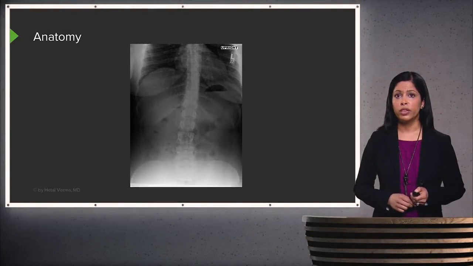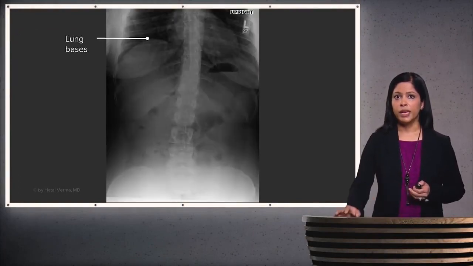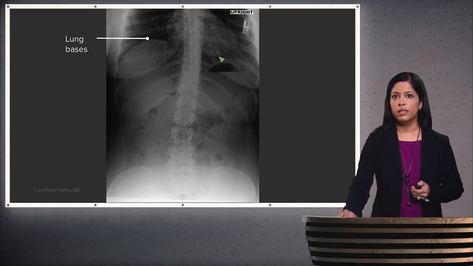So let's review some radiographic anatomy. Again, I start off by taking a look at the lung bases, and you can see them on every abdominal radiograph. You can see the diaphragm here on the right, and then you can see the left hemidiaphragm here, and just above it are the lung bases and a small portion of the heart.